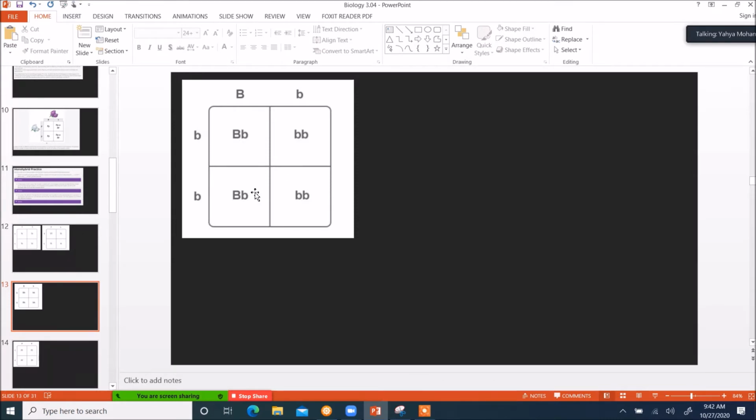So Anas, this mouse over here, what is going to be its phenotype? It's going to be the black eye. And why? Because it has a dominant trait. There's at least one dominant one, so the dominant is automatically going to win out. So this one is going to be black.